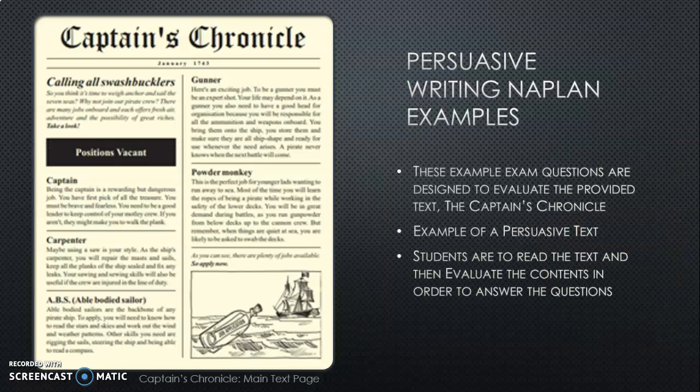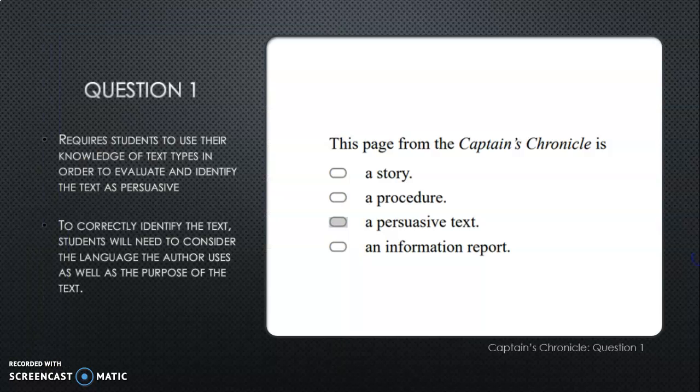Okay, so we're going to start on our persuasive writing example. We're going to be using this text here, The Captain's Chronicle. This is a persuasive text, and this is what students are going to be required to read, answer and evaluate. Okay, let's go here into question 1. This particular question requires students to use their knowledge of text types to identify our text as persuasive. They're going to need to consider the language, purpose and structure of the text, and use that knowledge to separate it from narratives and informational reports in order to identify it as a persuasive text.